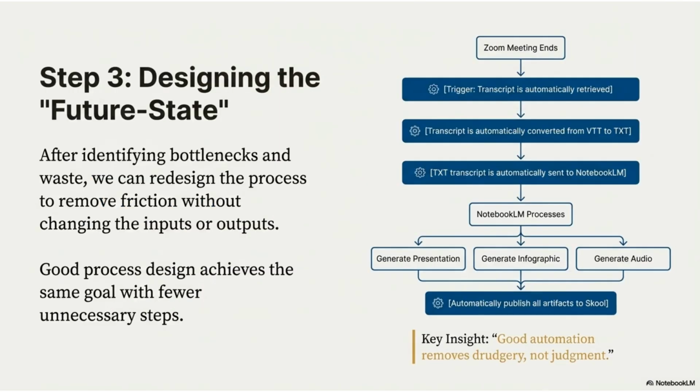Step 3 is designing the future state. After identifying bottlenecks and waste, we redesign the process to remove friction through automation, without changing the inputs or outputs. This achieves the same goal with fewer unnecessary steps.